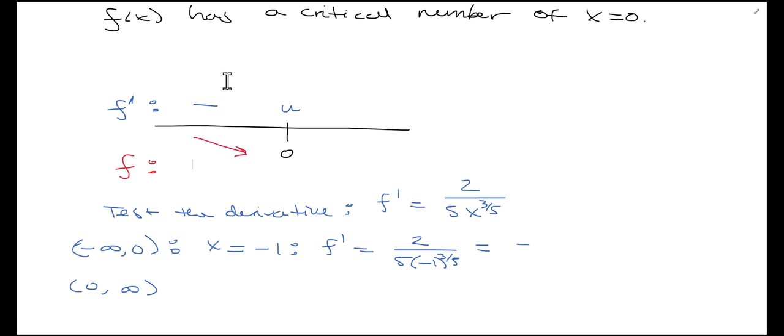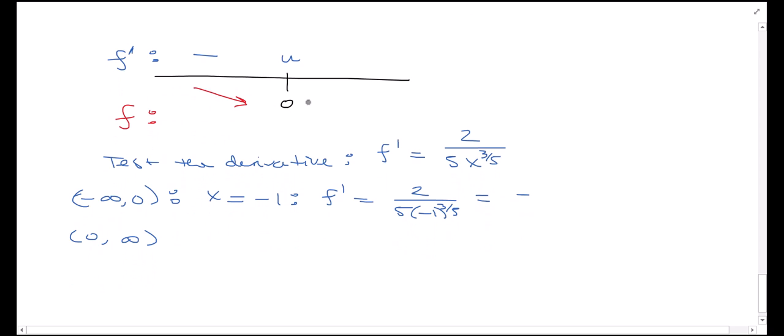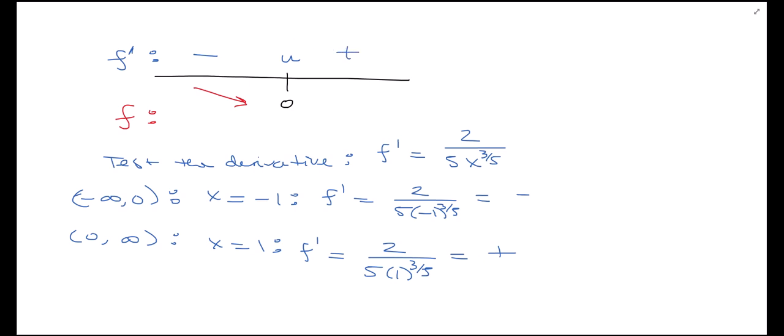And then as we pick another test point in our next interval, so in 0 to infinity, pick x equals positive 1, then the derivative is going to be 2 over 5 times 1 to the 3/5. 1 to any power is just 1, so this is going to be positive. So the derivative here is positive, which tells us that the function is increasing. So we have a relative minimum. So this is a local min at x equals 0.